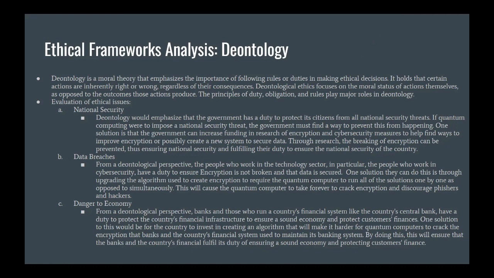And then for the economy, from a deontological perspective, banks and those who run a country's financial system, like the country's central bank, have a duty to protect the country's financial infrastructure to ensure a sound economy and protect customers' finances. One solution to this would be for the country to invest in creating an algorithm that will make it harder for quantum computers to crack the encryption that banks and the country's financial system use to maintain its banking system. By doing this, the banks and the country's financial system fulfill their duty of ensuring a sound economy and protecting customers' finances.